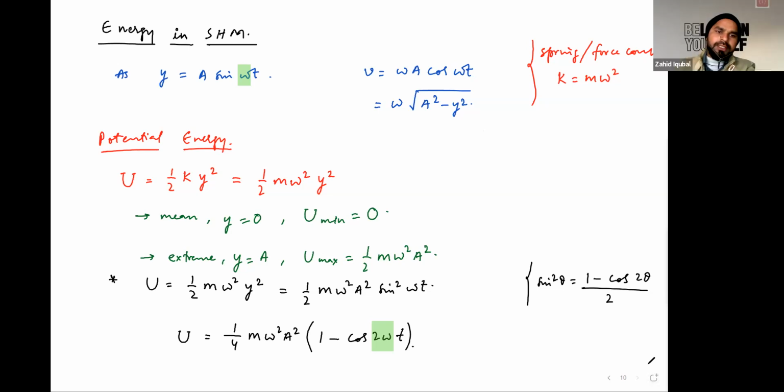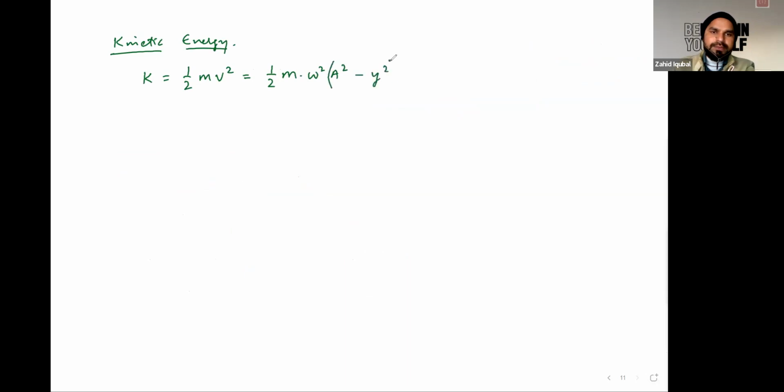This is all about how to calculate potential energy with respect to given value related to this part. Next, suppose if you have to calculate kinetic energy. So kinetic energy is equal to half mv squared, half m times (omega times the square root of a squared minus y squared) squared, in terms of displacement.